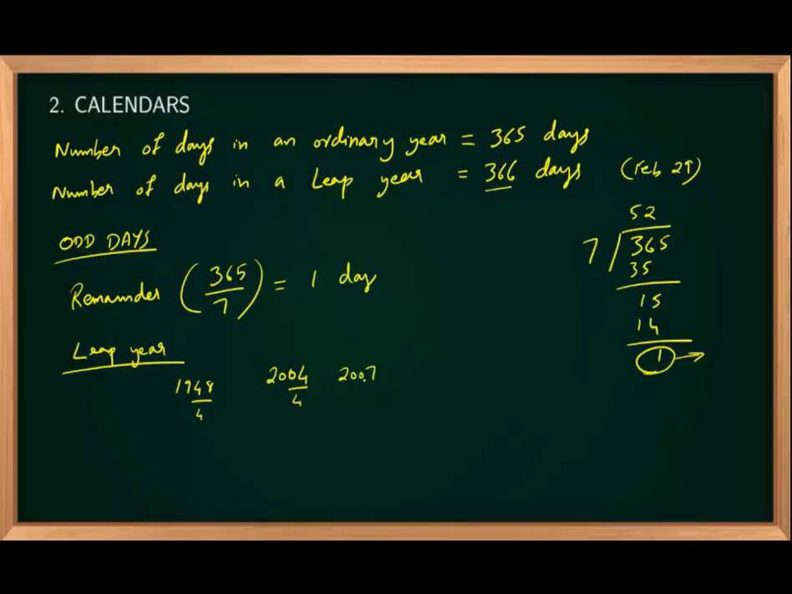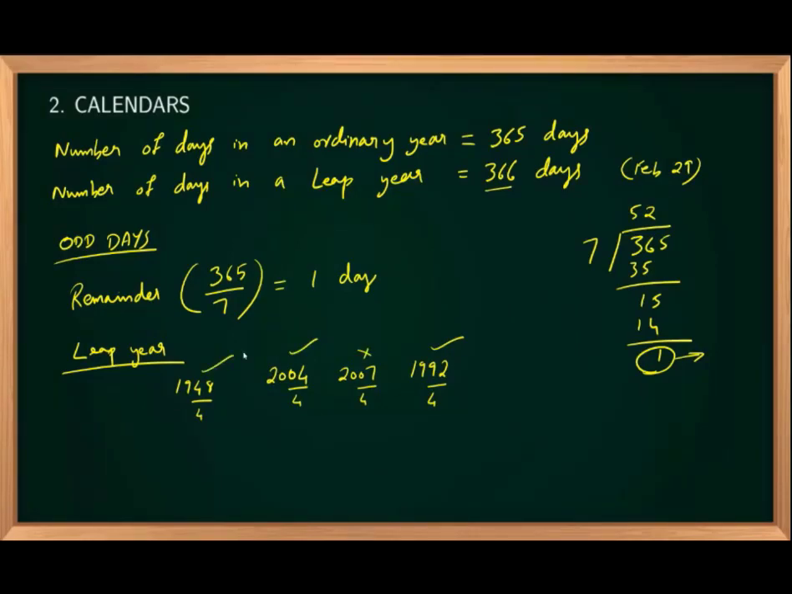Is 2007 a leap year? No, because 07 divided by 4 is not a multiple of 4, so it is not a leap year. Then, is 1992 a leap year? Yes, divide by 4, 92 divided by 4 gives 23, so it is a leap year. Okay.